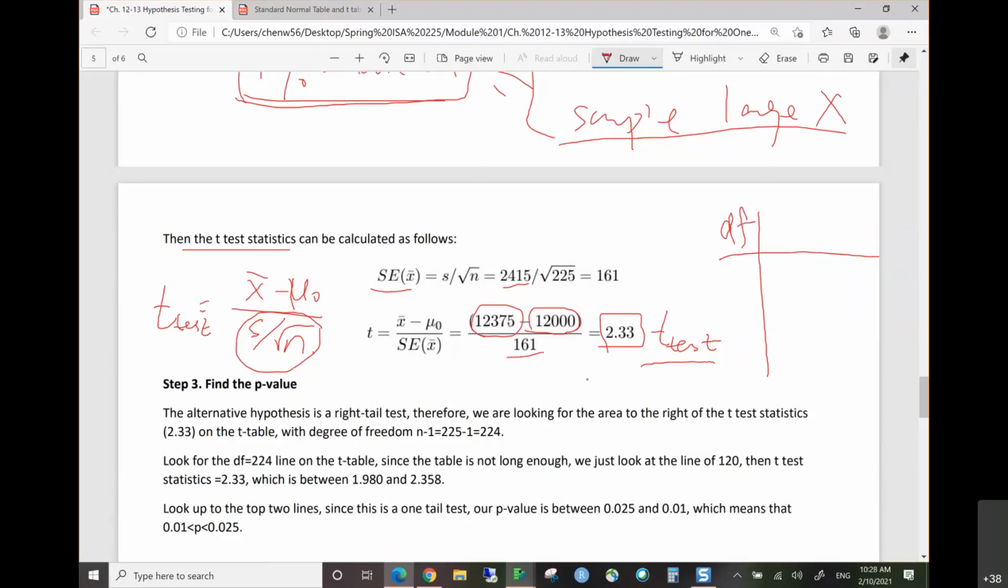So that means we first need to fix our degree of freedom, which is 225 minus 1, n minus 1, 224. So this is what we need to find. And then find our t-test statistics is between two values, and then we need to go up to find the range of our p-value. So this is what we should do next. Right now, let's go to the t-table.